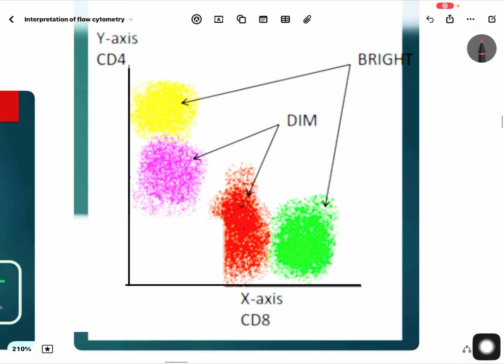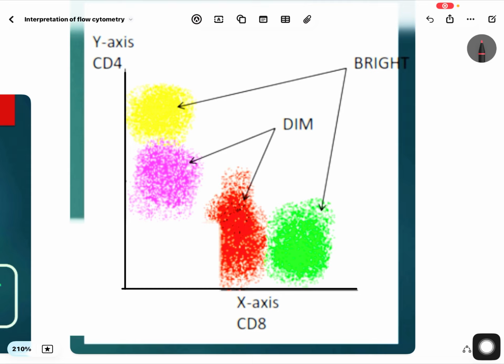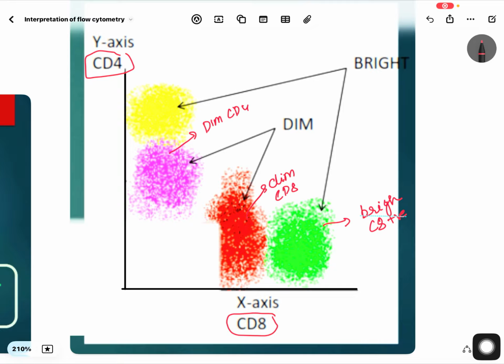Let's see how that looks on the diagram. When you get multiple color diagrams, don't be confused. This is showing the CD8 population, this is showing CD4. How do we interpret it? This means CD8 is bright, CD8 positive, and this is dim positive for CD8. Similarly, this is dim for CD4, and on the higher side this is bright for CD4.